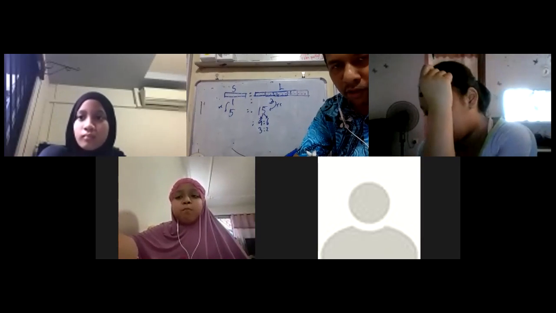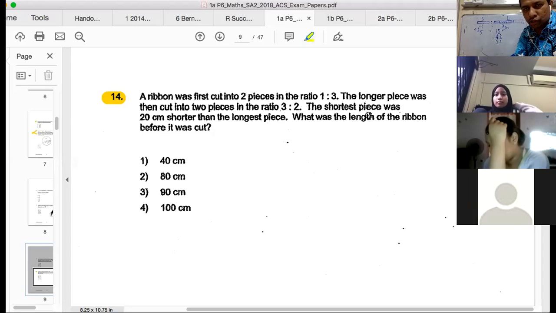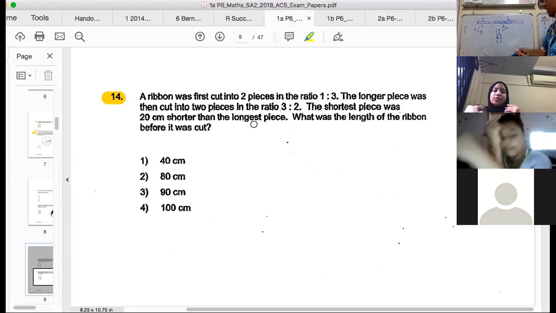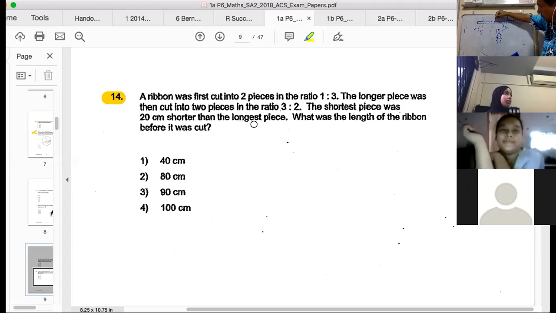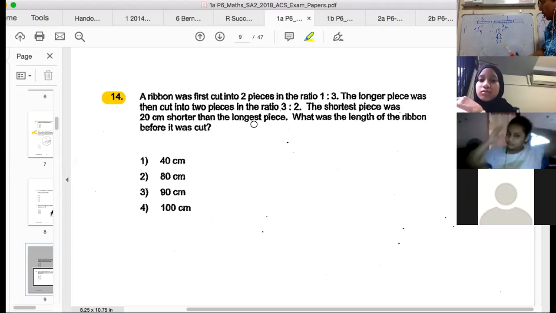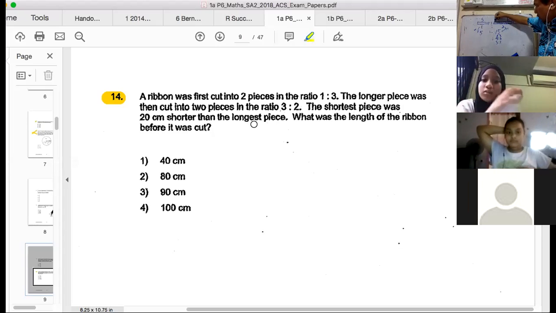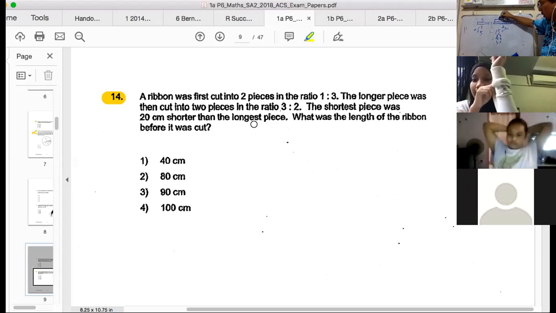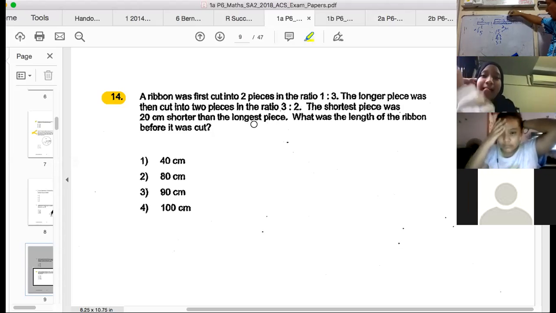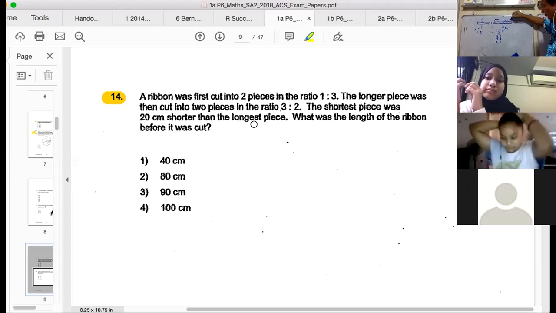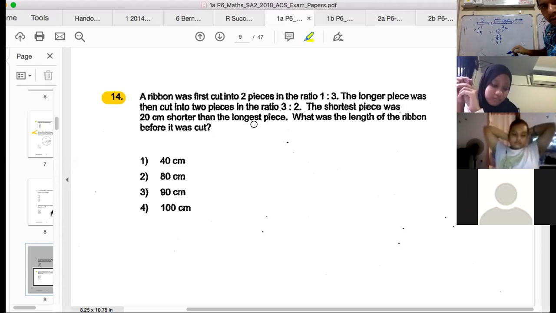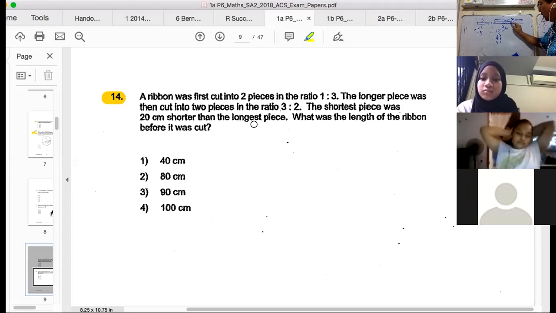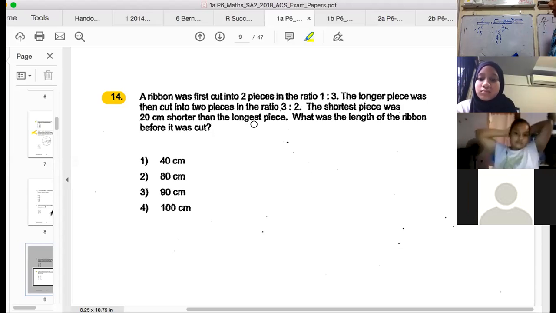I know you sound blur because I'm going fast, so never mind. That's why I do not want to do slightly, okay. The shortest piece was 20 cm shorter than the longer piece. So now down here, I'm going to put this down here. Remember, this is 1 unit. This is 3 units, right? So if I draw it down here, this is the shorter piece. The longer piece is here. They say the shorter piece is shorter than the longer piece by 20 cm.